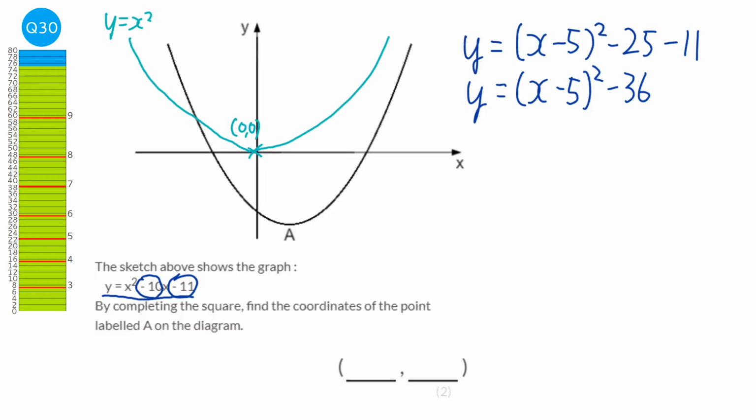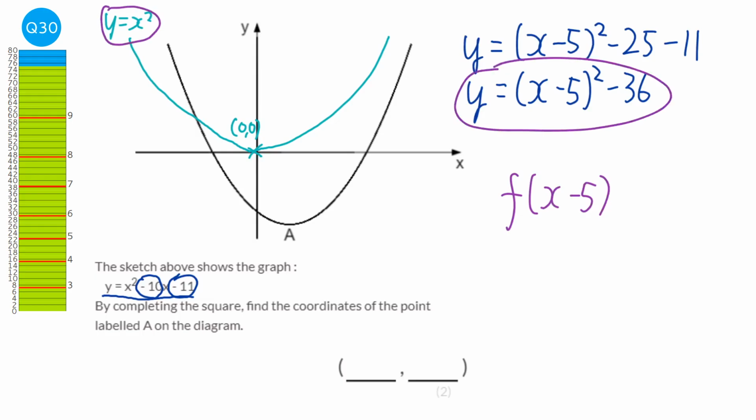Okay, now we remember, hopefully, from graphic transformations, if you have got a minus 5 on the inside of a function, and if we imagine that this is our f of x, then this would be our f of brackets x minus 5, because it's got the minus 5 there. We move the graph to the right 5. Remember, it goes the opposite way. So if it's a minus 5, it goes to the right. If it's a plus 5, it would go to the left.